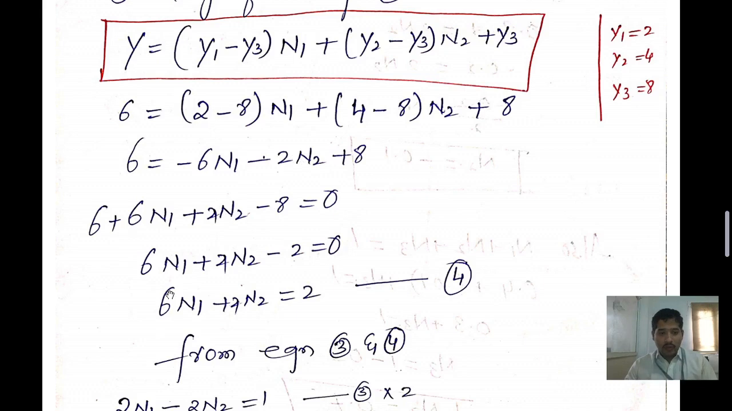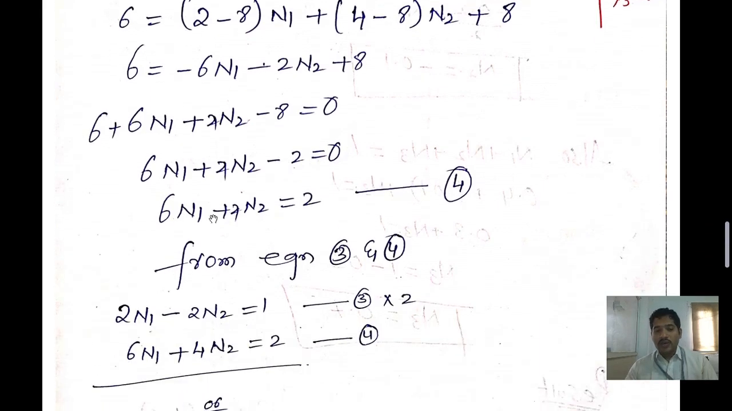Clear? 6 n1 plus 4 n2, 6 minus of 8 becomes how much? Minus 2 equal to 0. 6 n1 plus 4 n2 equal to how much? 2. So it is considered as equation number 4.